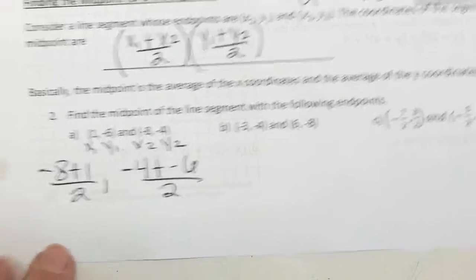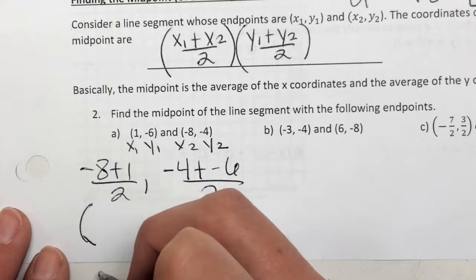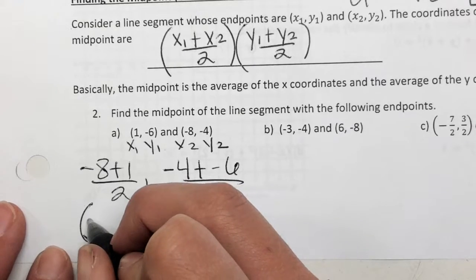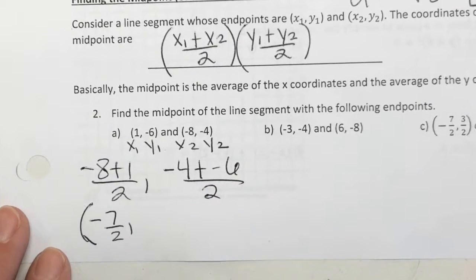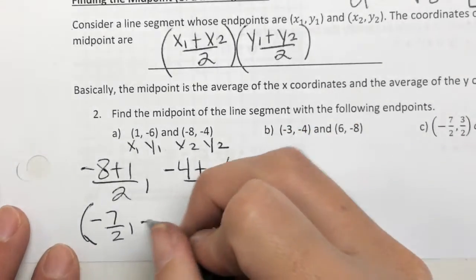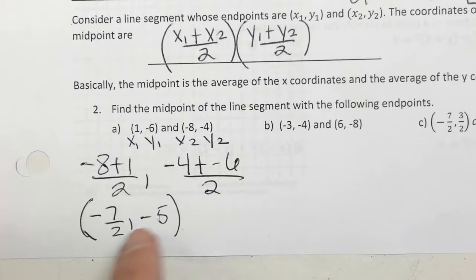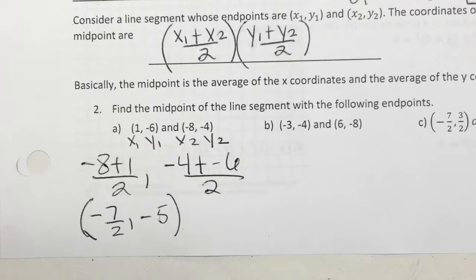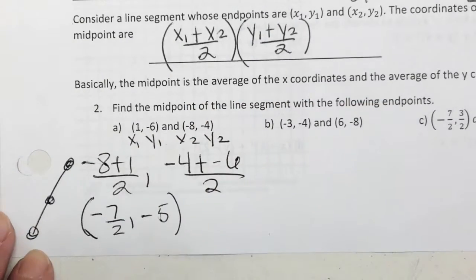Alright. So for your x coordinate, -8 plus 1 is what? -7 over 2. So we'll just leave it as -7 over 2. And then your y coordinate being -10 over 2, which is -5. That's it. So this coordinate point is in the middle of these 2 points. If you were to graph it on a line, this is what it would look like. 2 endpoints here. This would be dead smack in the middle.